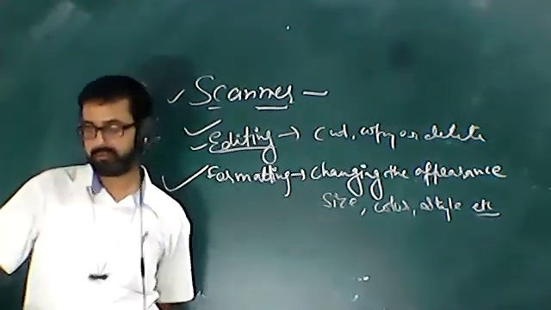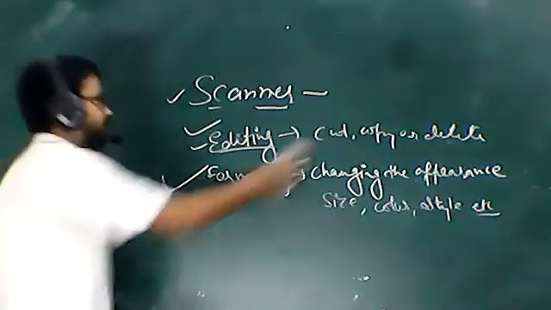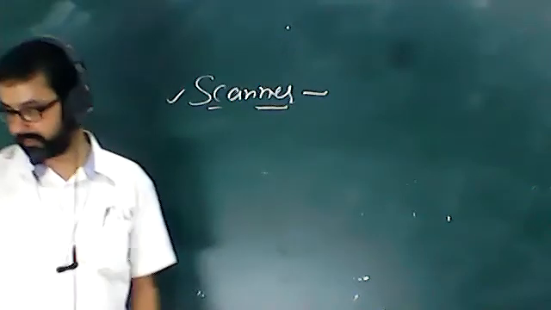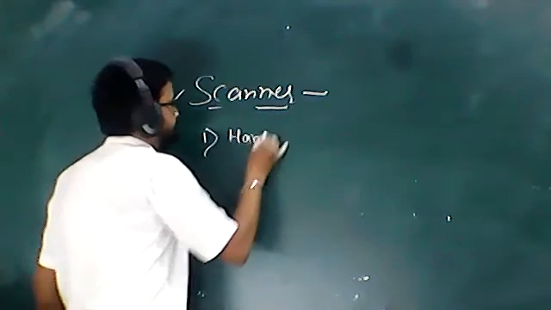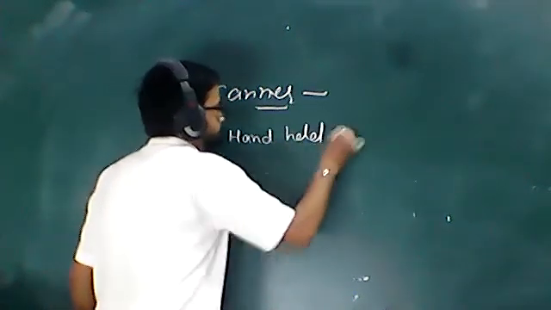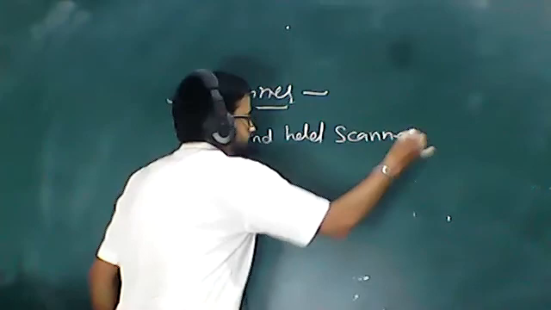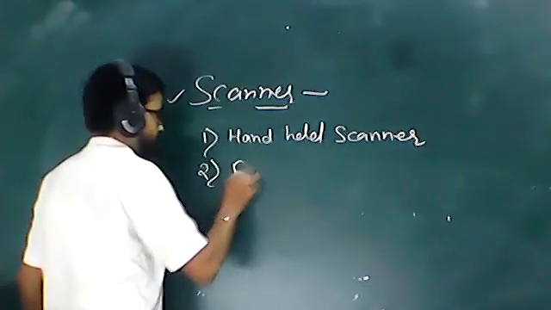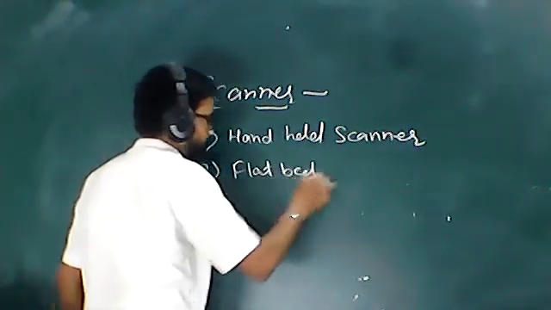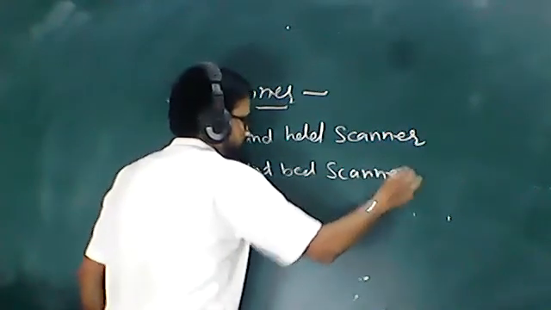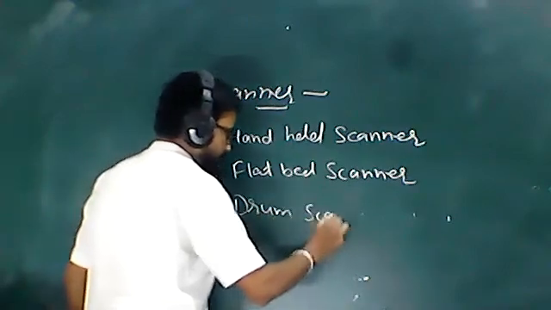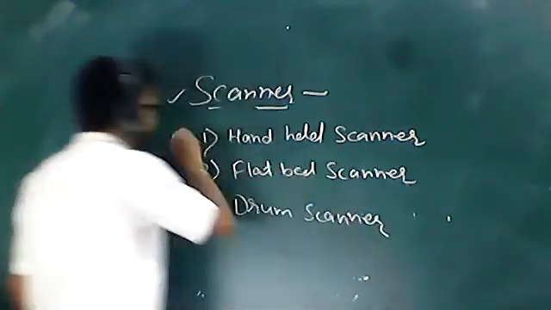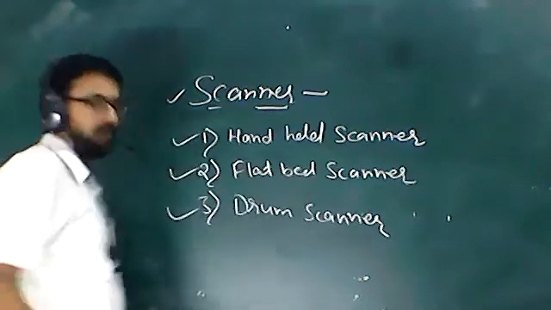So this is your scanner. Types of scanner. See how many types of scanners there are. There are 3 types of scanner. First, handheld scanner. Second, flatbed scanner. And third is your drum scanner. Handheld scanner, flatbed scanner and drum scanner.